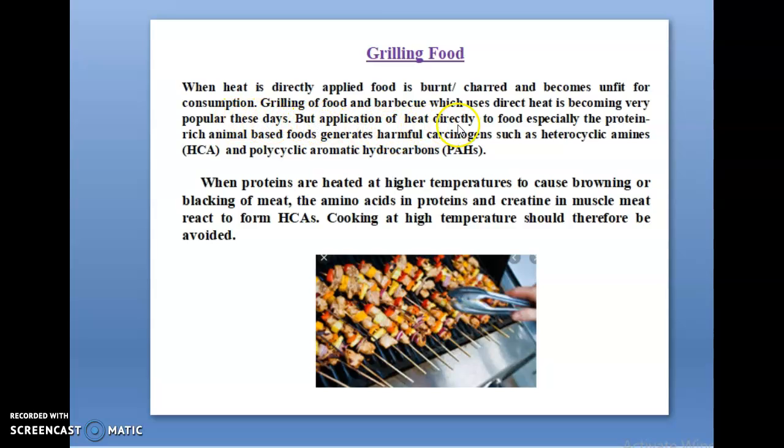But application of heat directly to food, especially protein-rich animal-based food, generates harmful carcinogens such as the heterocyclic amines and polycyclic aromatic hydrocarbons, PAHs. When proteins are heated at a higher temperature to cause browning or blackening of meat, the amino acids in proteins and creatine in muscle meat react to form HCAs, the heterocyclic amines. Cooking at high temperature should therefore be avoided, which is good for health.